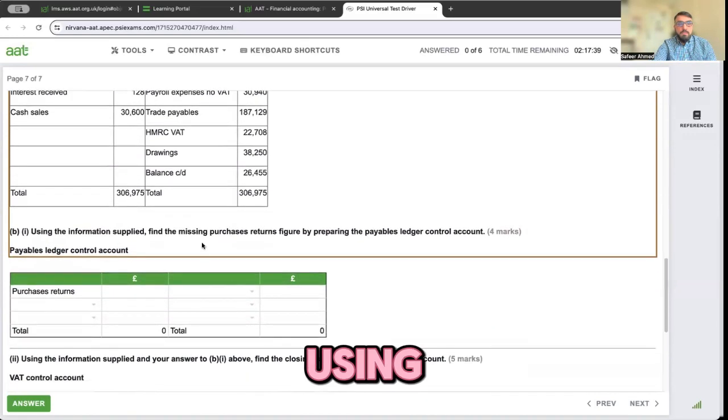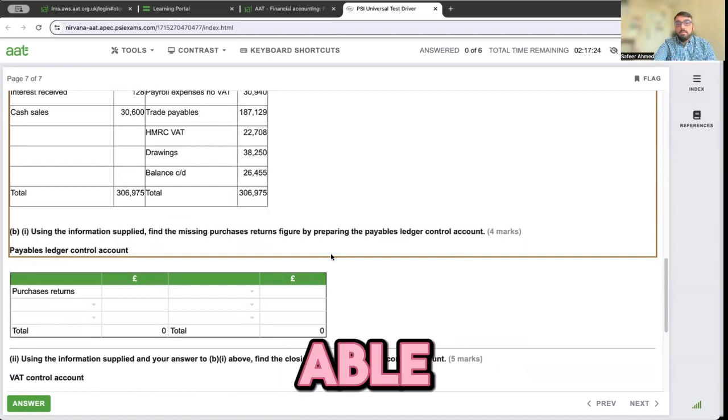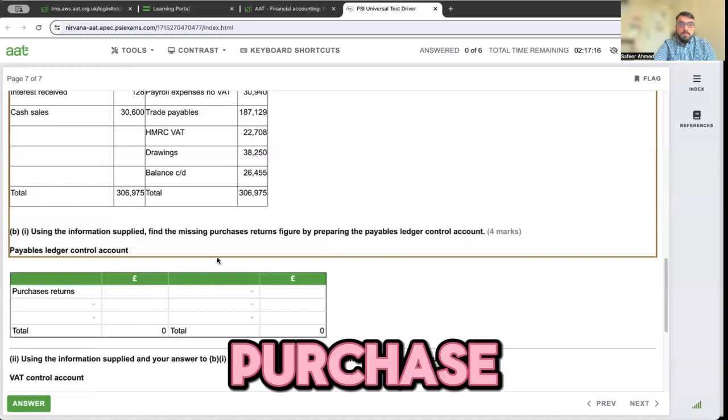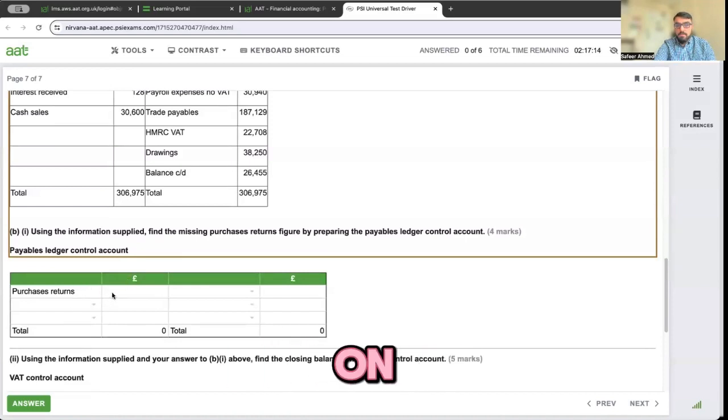Now, using the information supplied, find the missing purchase return figures by preparing the payables ledger control account. Now, as I mentioned earlier, this is quite common that they give you this. So by using the rest of the amounts given to us, we will be able to find the missing figure. So the missing figure they are asking us to calculate is the purchase return.